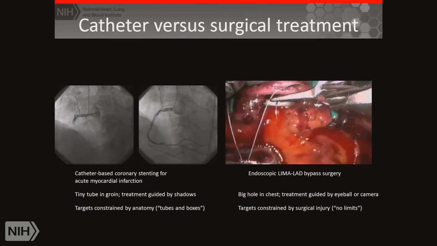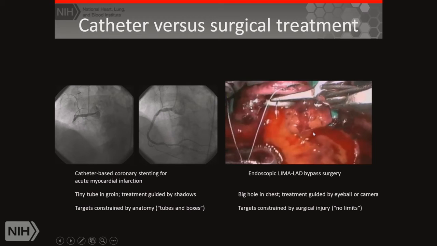So let's begin by talking about catheter versus surgical treatment. These are in adults. I'm sorry, this movie doesn't work. On the left, you have a simple catheter treatment of a devastating illness, acute myocardial infarction, where a coronary artery is suddenly blocked. And using very simple and inexpensive catheter tools, if you get there in time, you can blow open the blockage and restore normal blood flow to the heart. And this is pretty effective and occasionally life-saving.